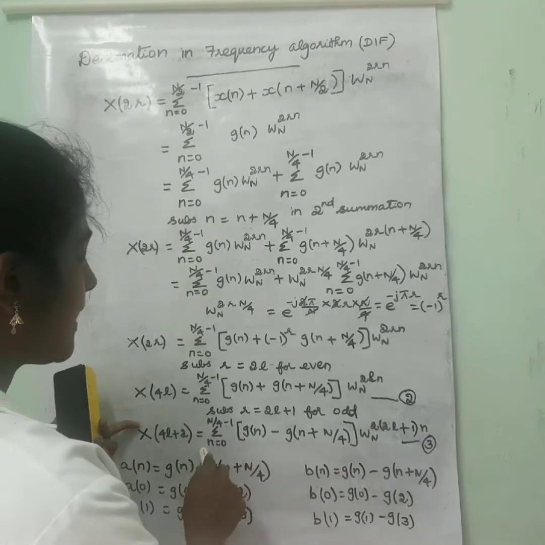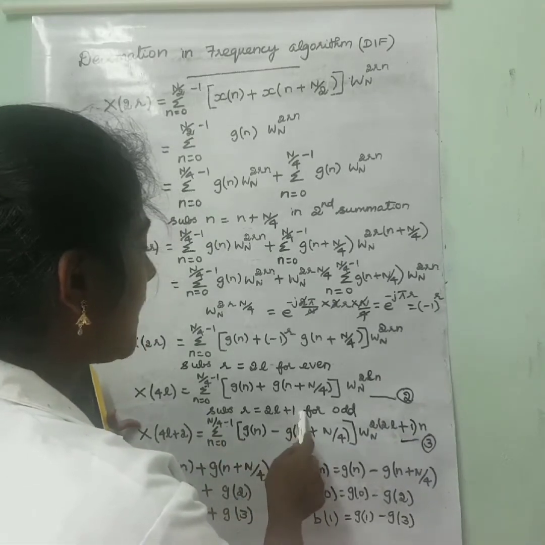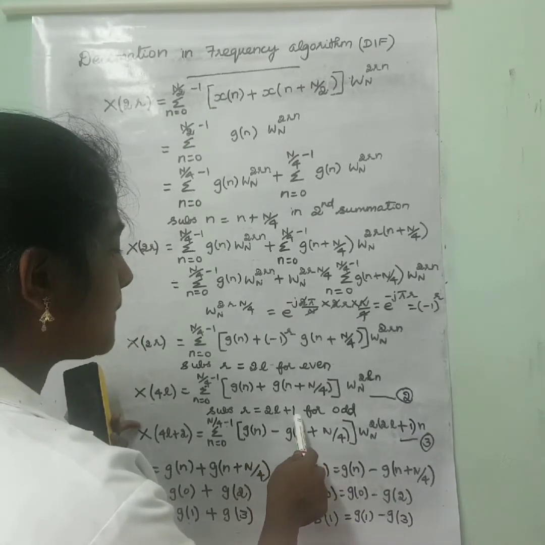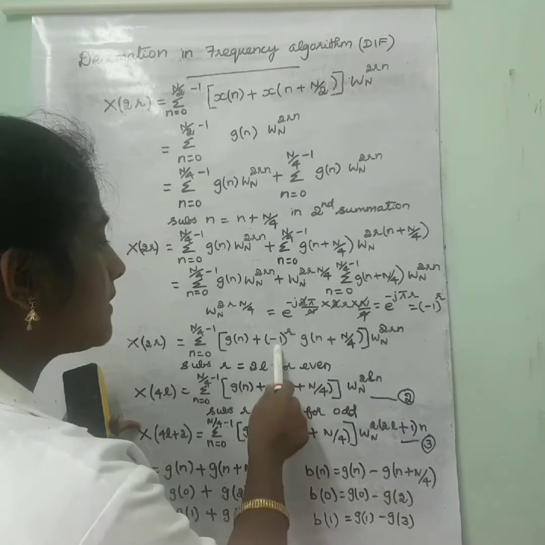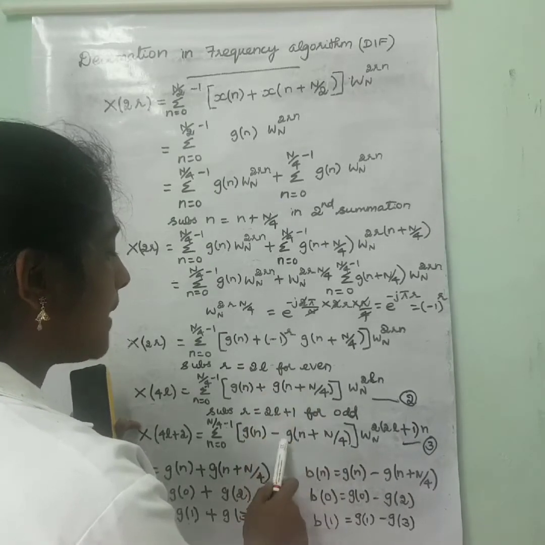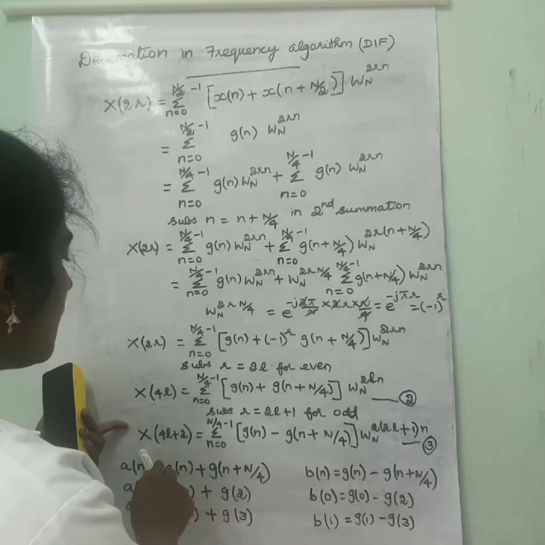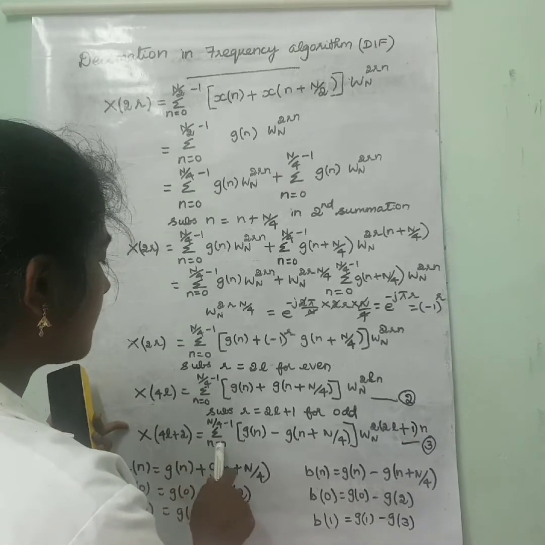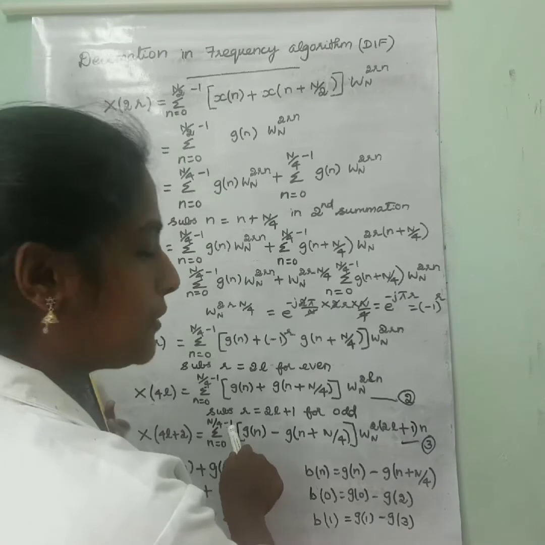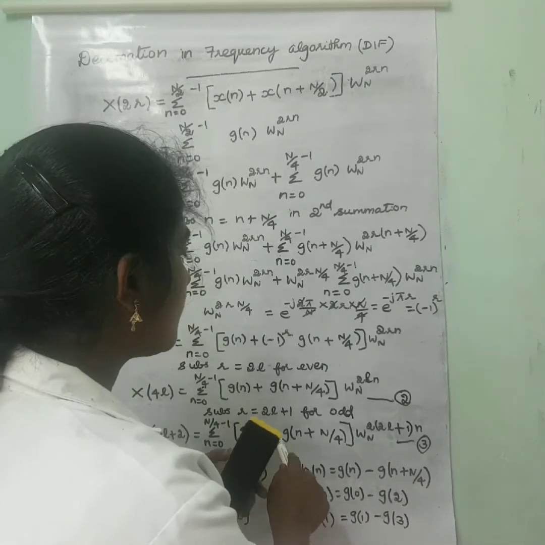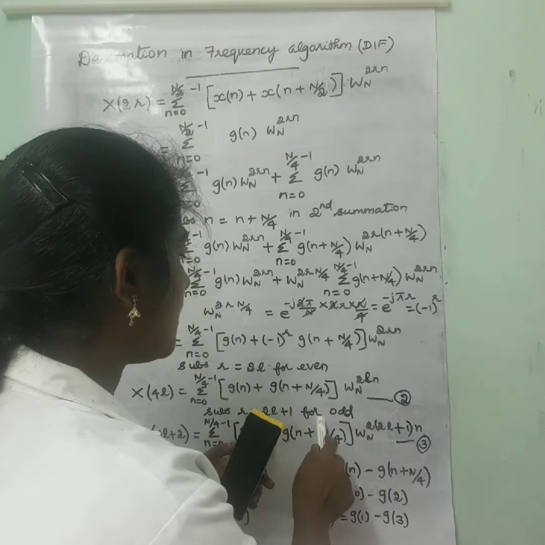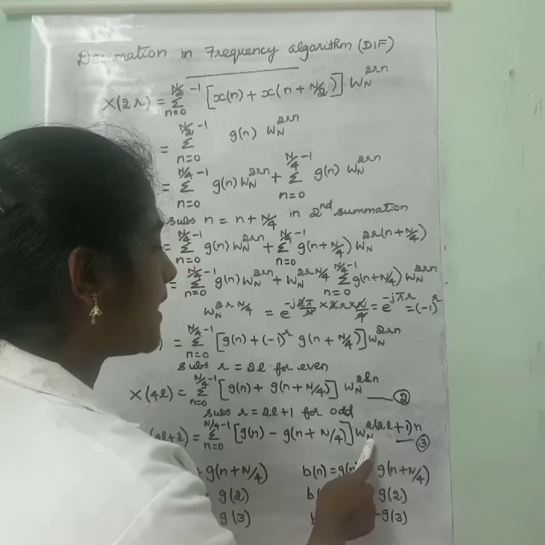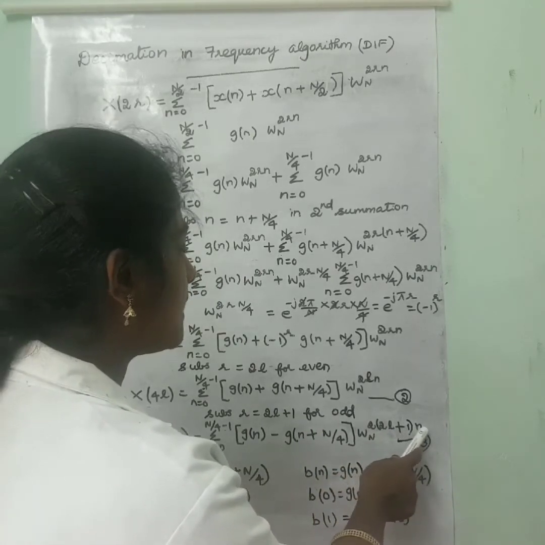So in the next step, again you substitute r is equal to 2l plus 1, that is for the odd component. So for the odd part, substitute r equal to 2l plus 1. So minus 1 power r becomes minus 1 for the odd component. So x of 4l, here when you substitute 2l plus 1, you will get 4l plus 2, that is equal to summation n is equal to 0 to N by 4 minus 1 of g of n. So this minus 1 power r becomes minus for the odd component. So minus into g of n plus N by 4 into W_N power 2 into 2l plus 1 into n.